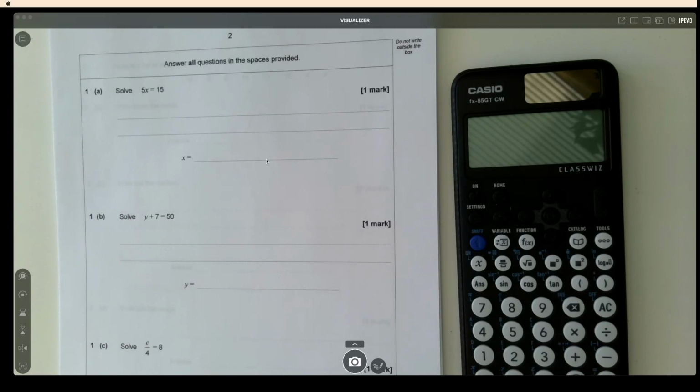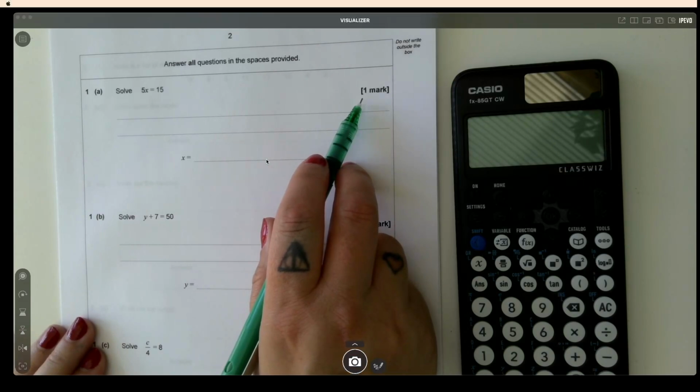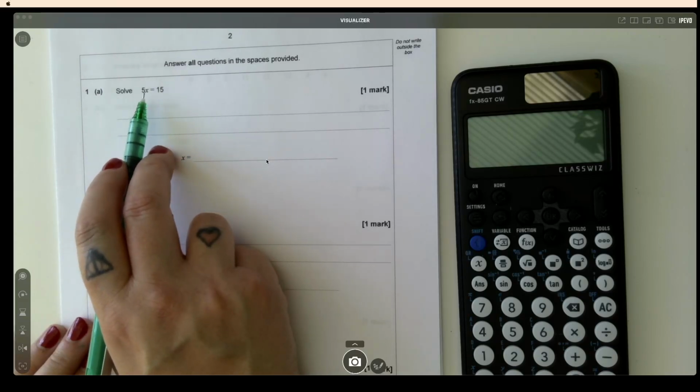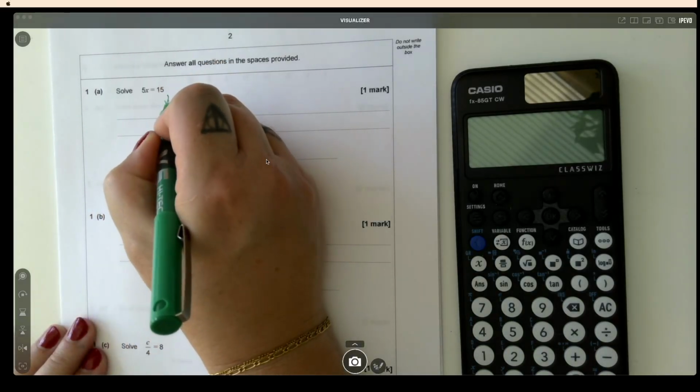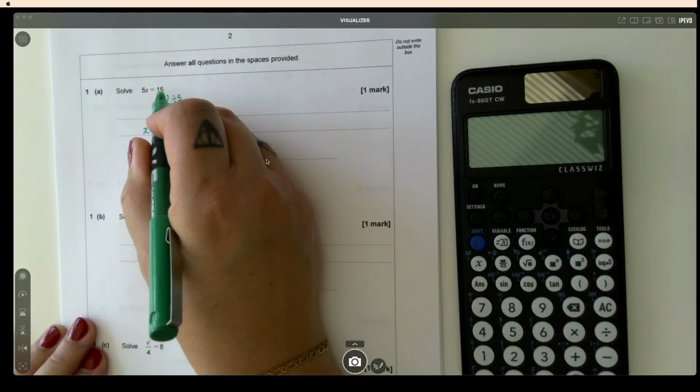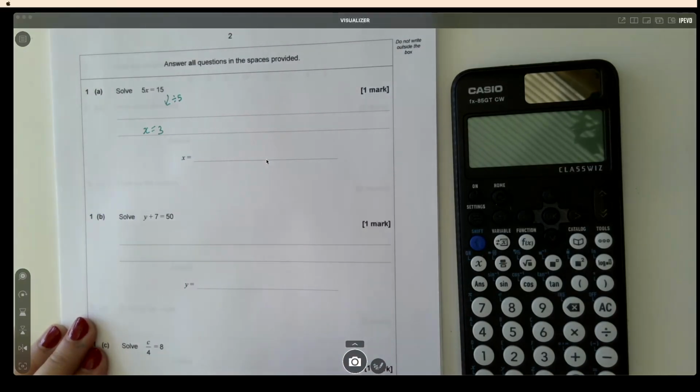Question 1a. Solve 5x equals 15. So it's a 1 mark question. This is a one-step equation. I know that 5x is the same as 5 multiplied by x. So I'm going to do the inverse. I'm going to divide by 5. So x equals 15 divided by 5, which is 3. I'm going to pop 3 on the answer line there.